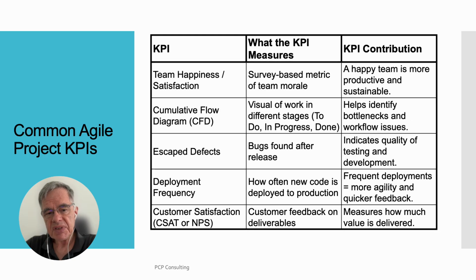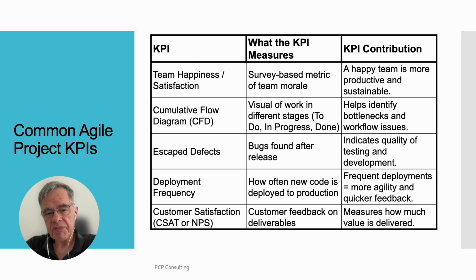Team happiness, satisfaction. Survey-based metric of team morale. A happy team is more productive and sustainable. Cumulative flow diagram, CFD. Visual of work in different stages. To do, in progress, done. Helps identify bottlenecks and workflow issues. Escape defects. Bugs or errors found after release. Indicates quality of testing and development.